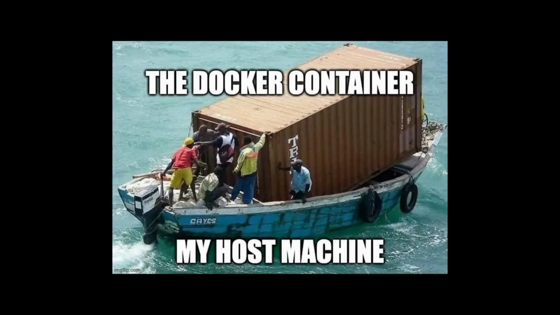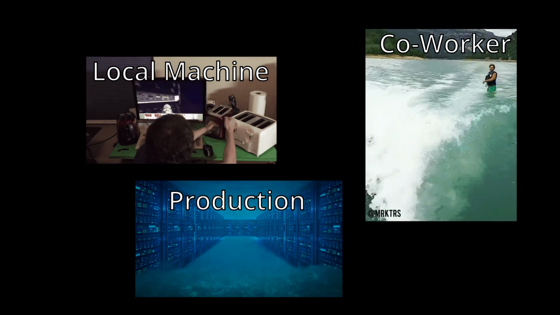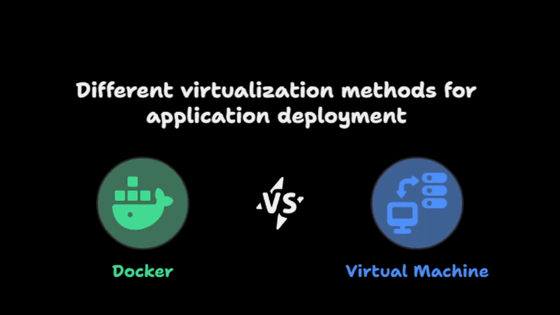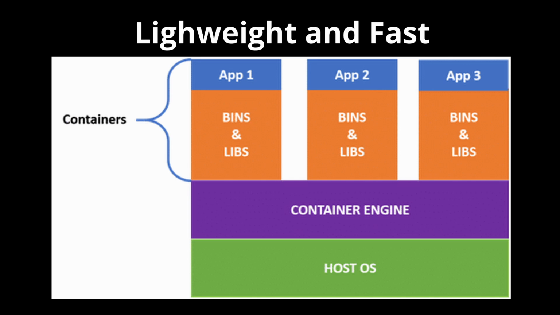Think of a Docker container like a standardized shipping container for your software. No matter where you run it, be it on your local machine, your coworker's machine, or on a production server, it will still run the same. Unlike a virtual machine, which needs an entire operating system, Docker runs on top of the host operating system kernel, making it lightweight and fast.